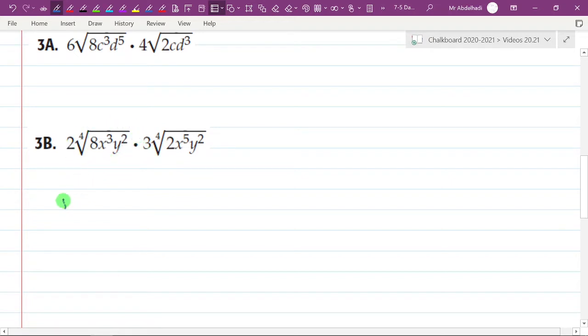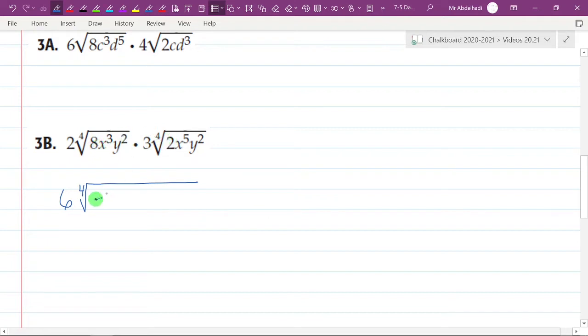2 times 3 is 6. And now whatever we get by multiplying the radicals becomes a 4th root. Once again, they have to be the same kind of roots, so there's no way that you're going to have 2 different index numbers. They're both going to be 4. So it's one big 4th root. And now we multiply the insides.